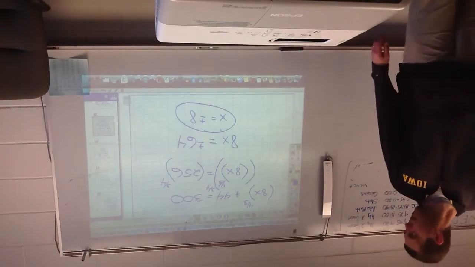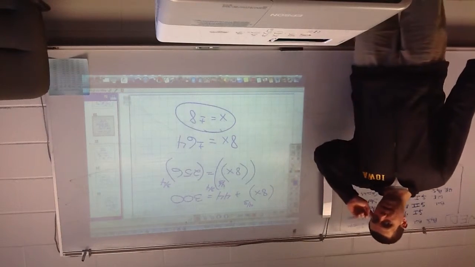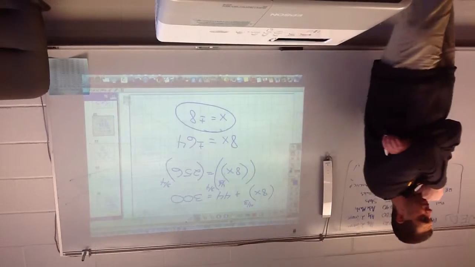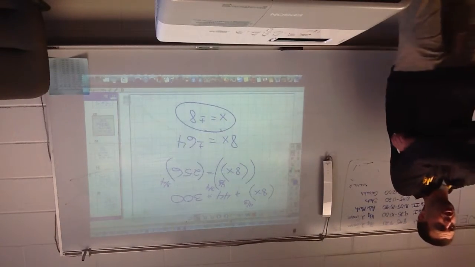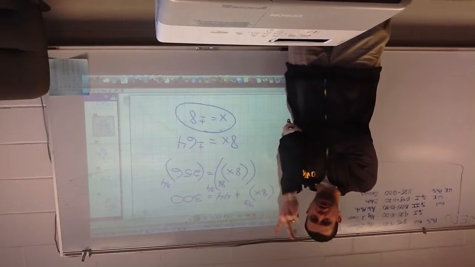Okay? This is the way I prefer to do it because it's a little bit shorter, but I know that when I raise this to the 3/4 power, I'm actually doing an even root of a positive number, so there's 2 solutions.